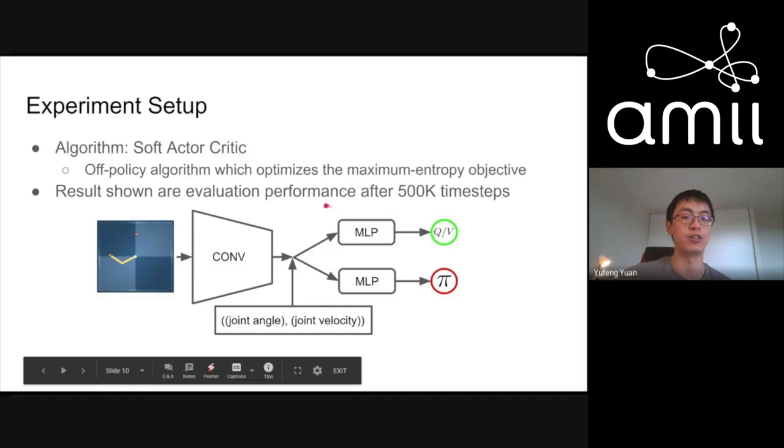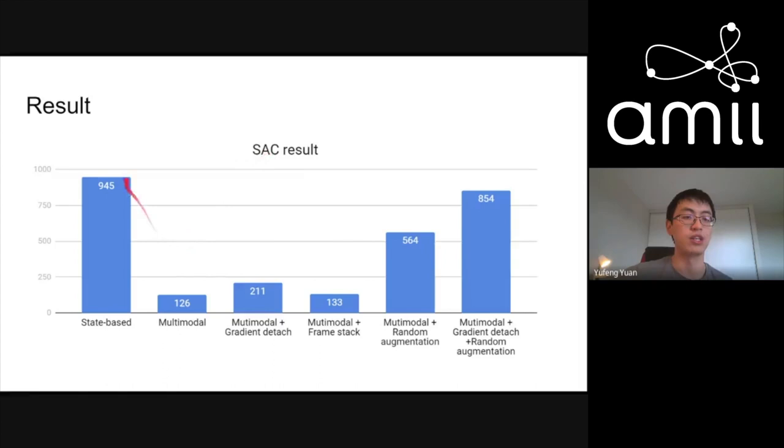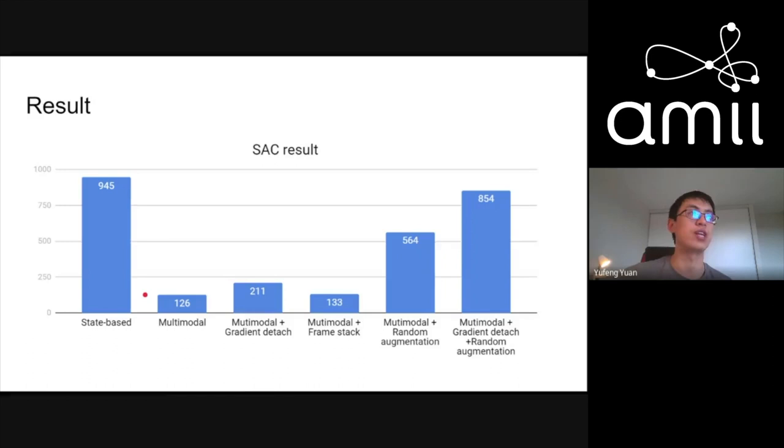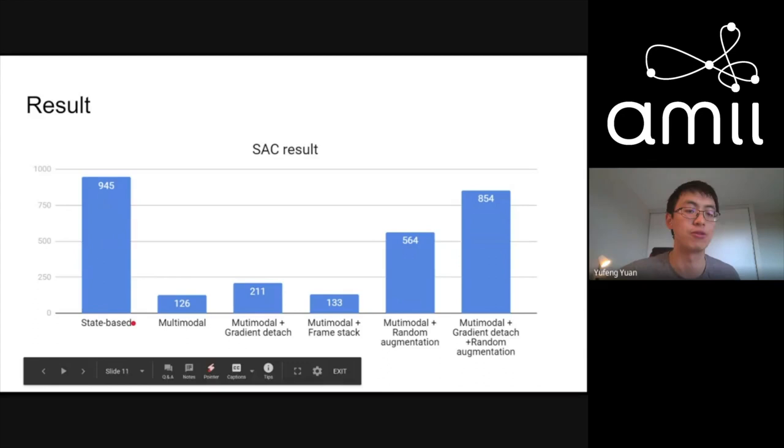And this is an experiment result. The first result is soft actor critic learned from the original observation space, which is just a vector including all the joint information and the targeting information. So image learning is not involved in the first result. And we use it as a baseline to compare with our multimodal setting.